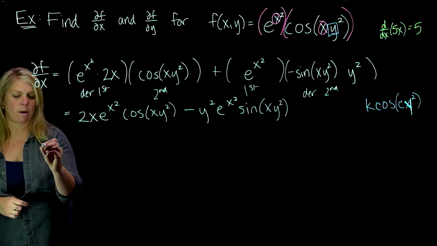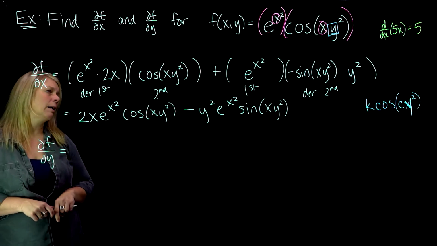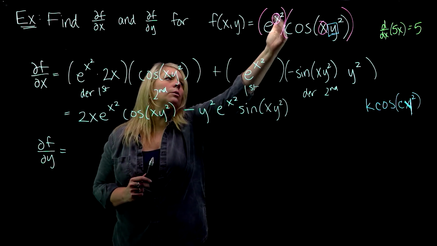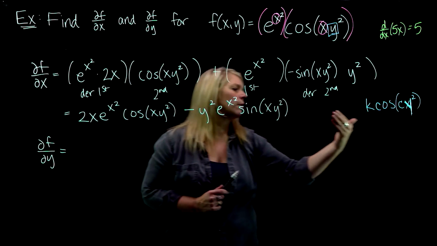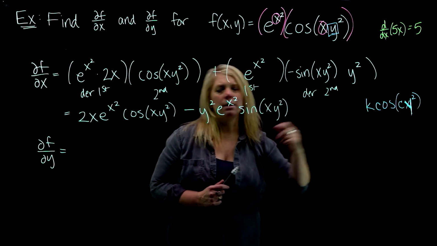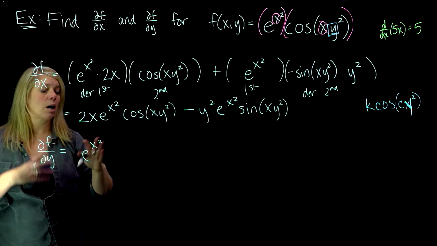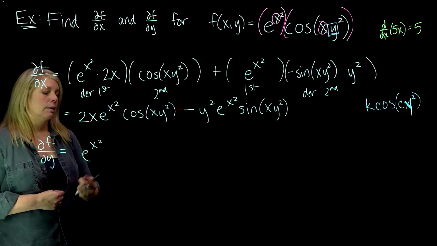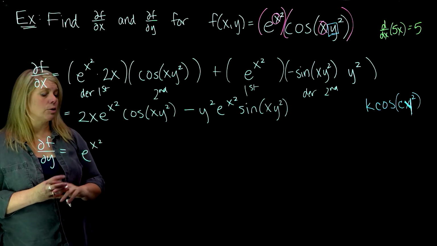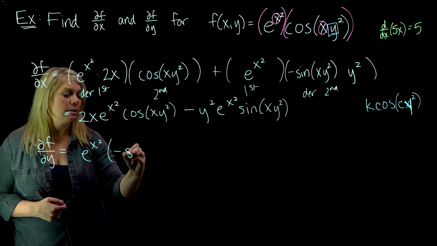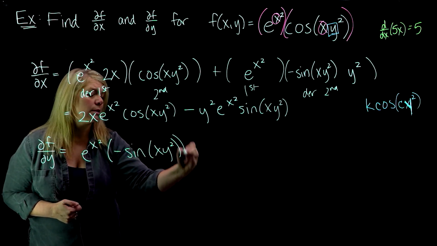So when I find my partial derivative with respect to y, this e to the x squared out front will be a constant. So when I'm differentiating a constant times a function, that constant just comes right along. So e to the x squared is a constant multiple rule. Constant. And then times the derivative of the cosine function. The derivative of the cosine function is the negative sine function of what's inside there.